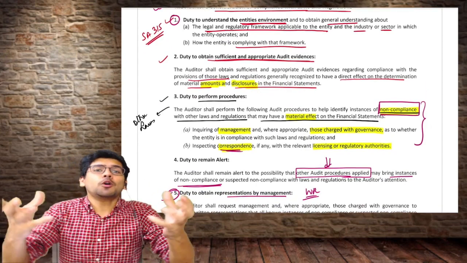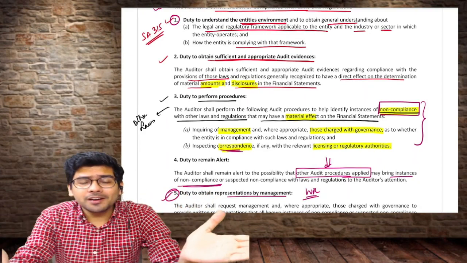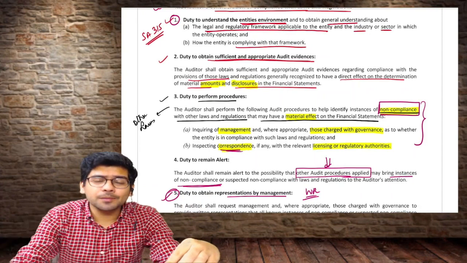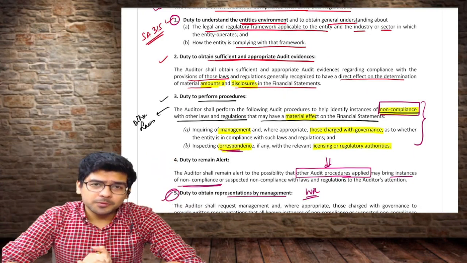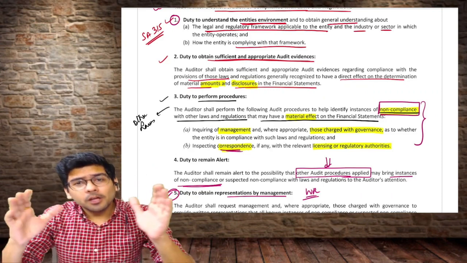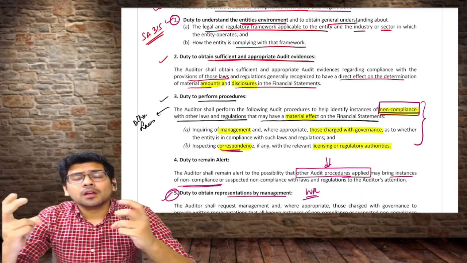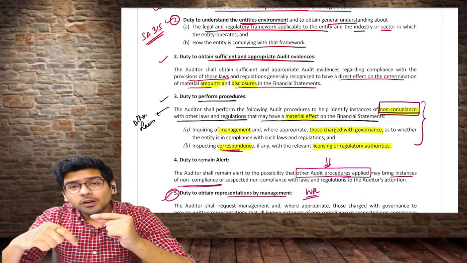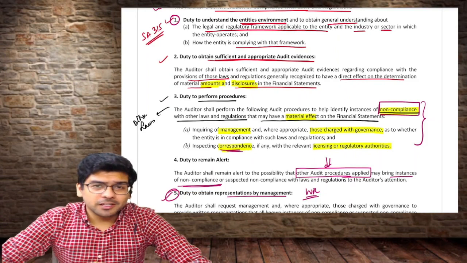First, I need to obtain an understanding about the entity, about the applicable laws, and about how they comply with the laws. Secondly, before I start with my procedures, I should obtain a written representation from the management, wherein I would ask them to give me in writing all the cases of non-compliance with laws. Thirdly, I'll try and obtain sufficient and appropriate audit evidence for those laws which have a direct effect on the financial statements.